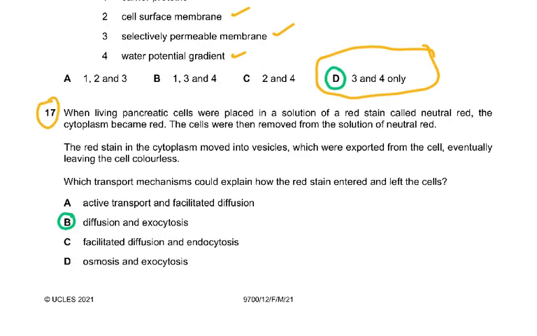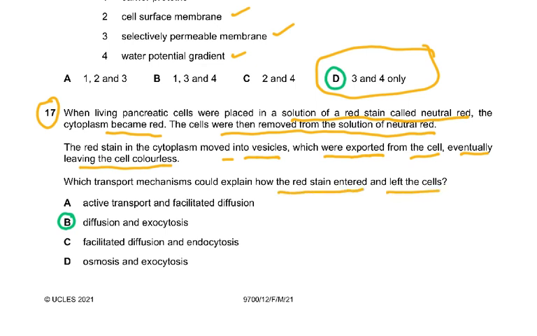Question 17. When living pancreatic cells were placed in a solution of a red stain called neutral red, the cytoplasm became red. The cells were then removed from the solution of neutral red. The red stain in the cytoplasm moved into vesicles which were exported from the cell, eventually leaving the cell colorless. Which transport mechanism could explain how the red stain entered and left the cells?